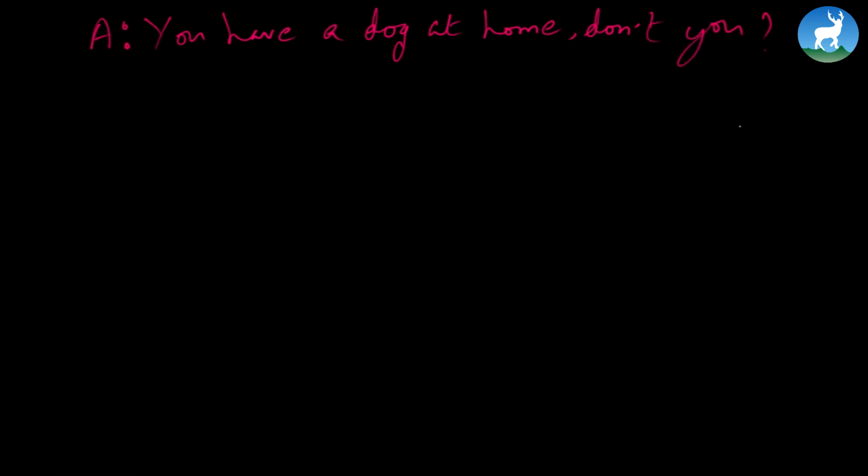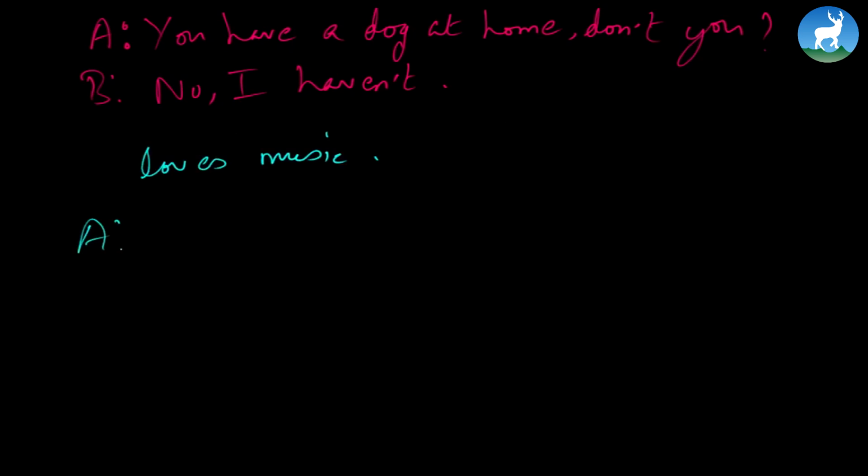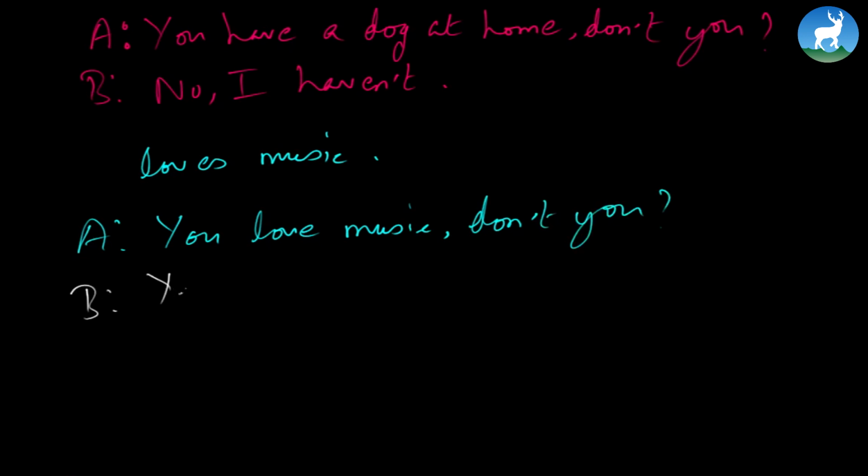Maybe they will say, no, I don't have a dog. You have a dog at home, don't you? Now student B might say, no, I haven't. In general, whenever you ask a question like this, you expect the answer yes. But this is more like a practical, you're doing it in the classroom, so you might get the answer, no, I haven't, as well. Now, how about someone who loves music? Student A can ask, you love music, don't you? Maybe B will say, yes, I do.